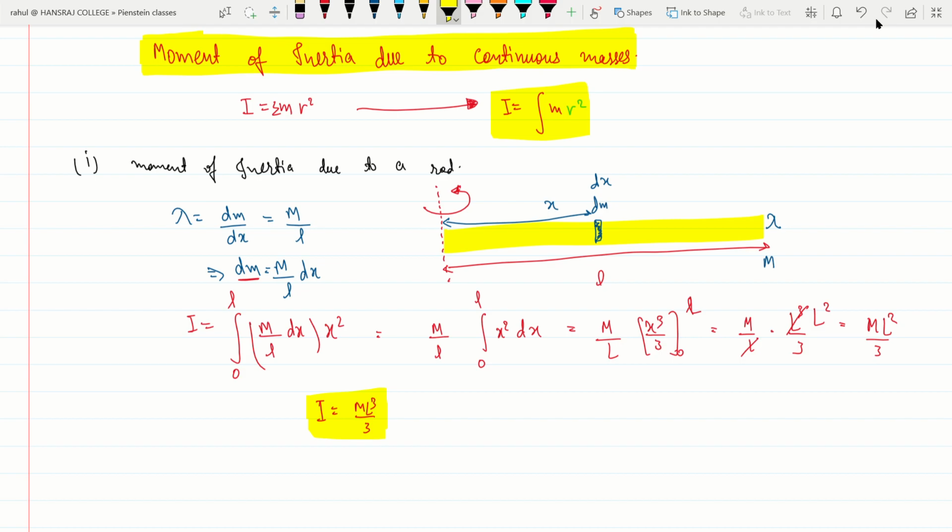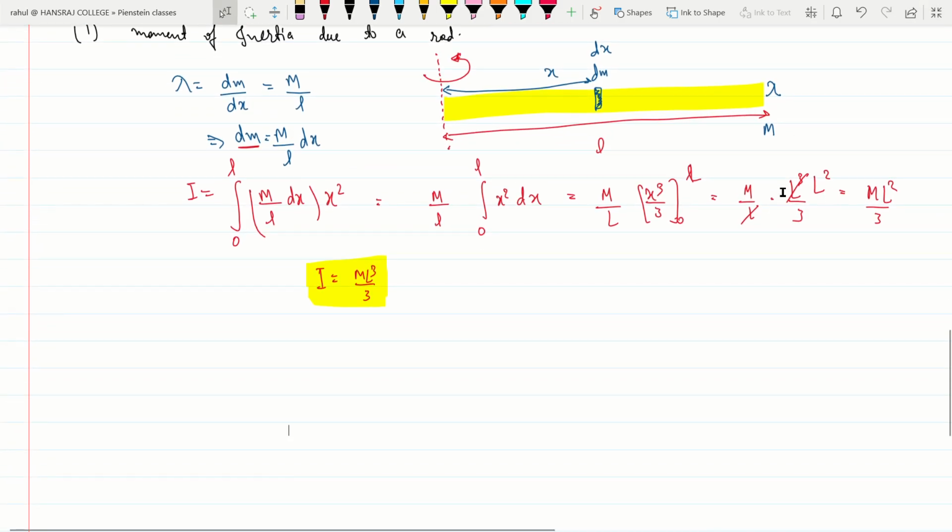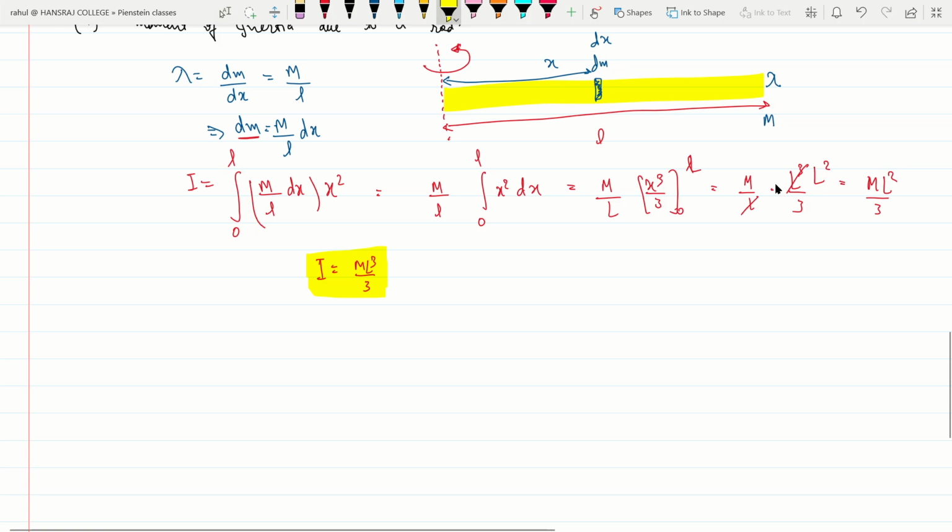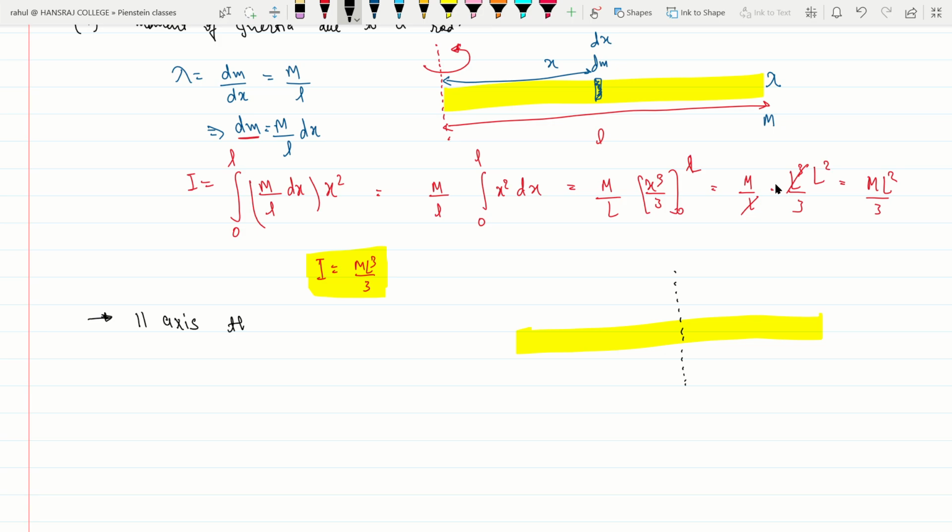Now sometimes what they do is they change the axis of rotation. Instead of giving the axis of rotation at the end, sometimes they give the axis of rotation in the middle. To deal with these cases, we have a special formula to shift this moment of inertia, and that is called the parallel axis theorem.